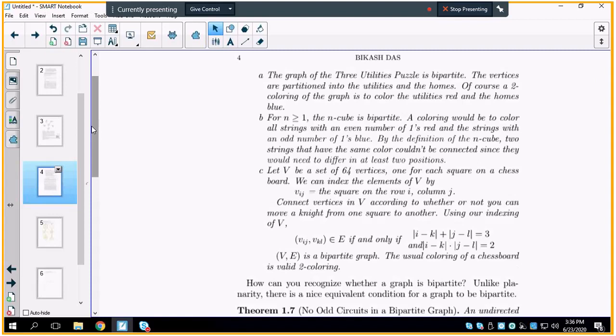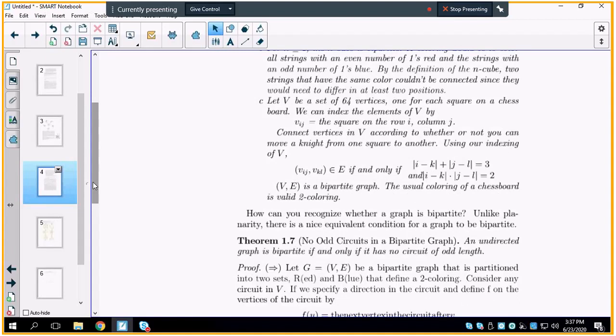So another example of a bipartite graph is the n-cube, which we saw in a previous lecture. So 1 coloring would be to color all of the strings with an even number of 1s red and all of the strings with an odd number of 1s blue. Then by the definition of the n-cube, 2 strings that have the same color couldn't be connected since they would need to differ in at least 2 positions.